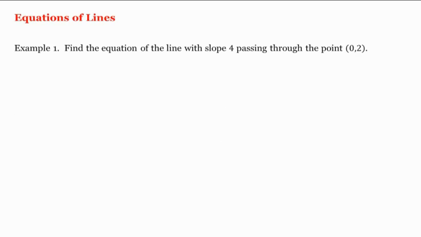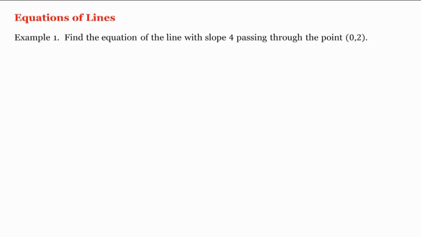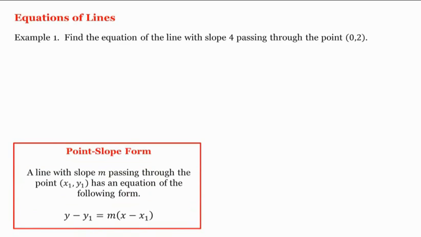Let's look at finding equations of lines. For example, let's find the equation of the line with slope 4 passing through the point (0, 2). Now we have the following point-slope form for the equation of a line. Namely, a line with slope m passing through this point (x1, y1) has the following equation: y minus y1 is equal to m times (x minus x1).